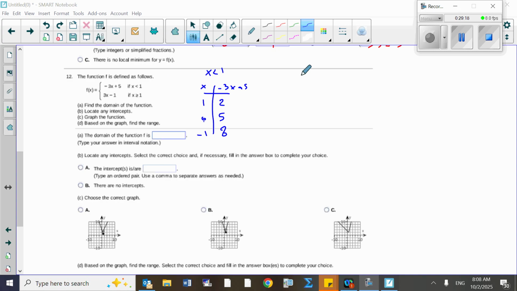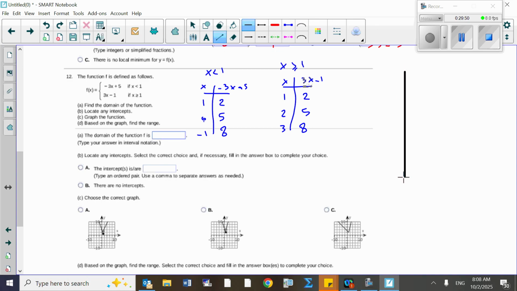And I'm going to find the points of the second one as well. For x greater than or equal to 1, the equation is 3x minus 1. So the values that I'm going to choose are 1, always we choose this one first, and then 2 and 3, numbers which are greater than that. So plug them here. The first one will be 2, this one will be 5, and 3 will be 8. Okay, now I'm almost ready to graph my function. So 1, 2, 3, 1, 2, 3, 4, 1, 2, 3, 4.